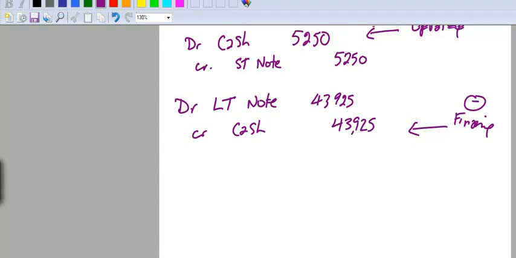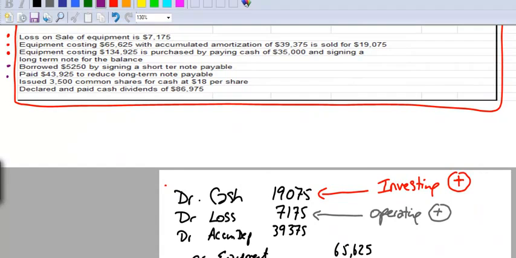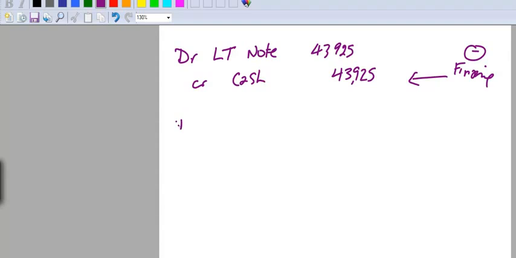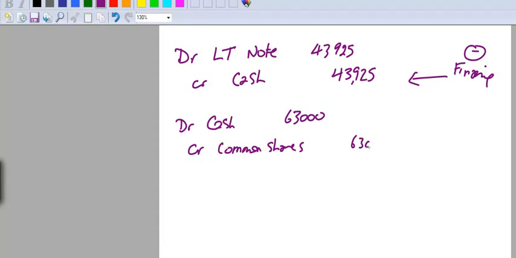A few more points. It says that we issued 3,500 common shares. 3,500 at $18 per share gives us 63,000. If you look back in your balance sheet, you'll see that the cash that was received is a result of the issuing of the common shares. Are we going to use that? Absolutely. This is going to go into financing, and it's a cash inflow.